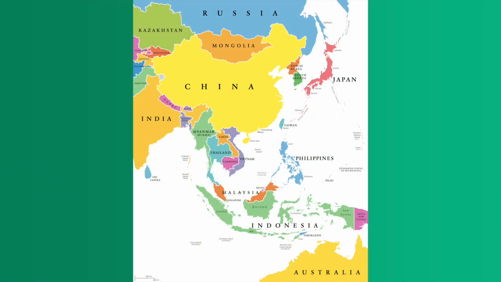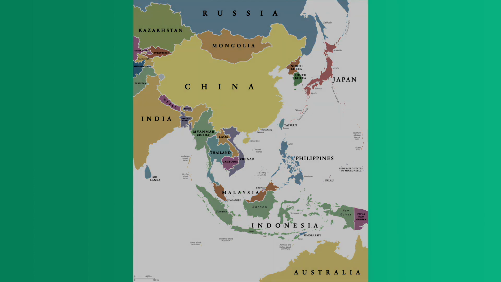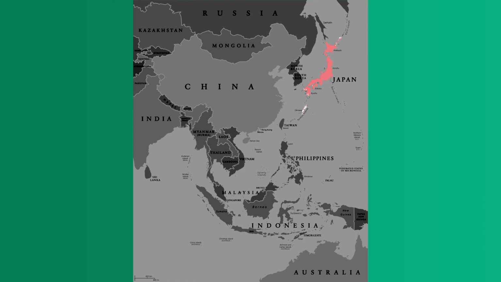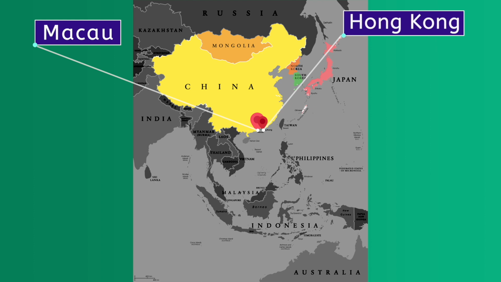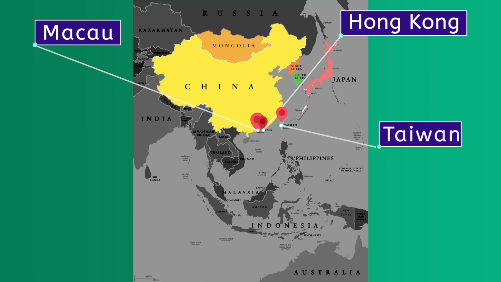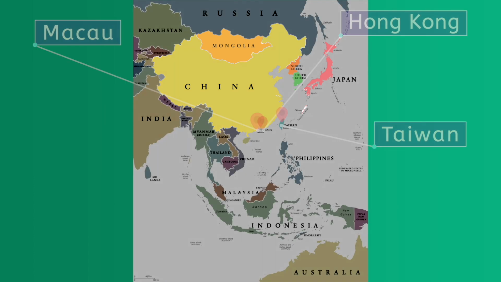First, let's take a look at East Asia. You know many of these nations already. In the northeast part of the map, you see Japan. Moving inland, you find the peninsula of North and South Korea, then China, with Mongolia to its north. Along China's southern coast are the administrative regions of Macau and Hong Kong, while off the coast is Taiwan, self-declared as the Independent Republic of China.